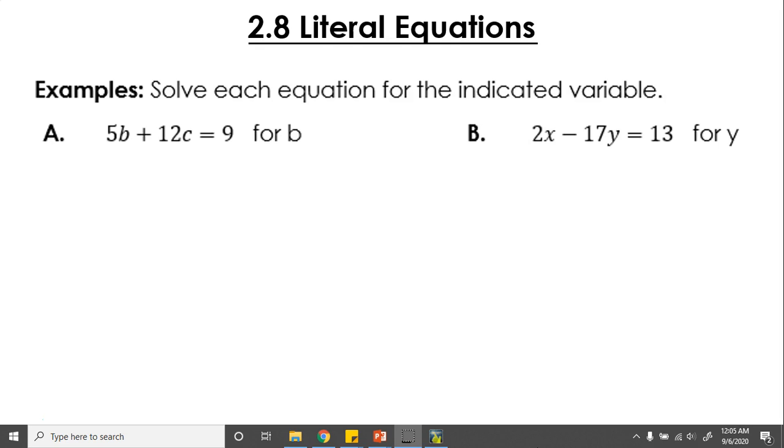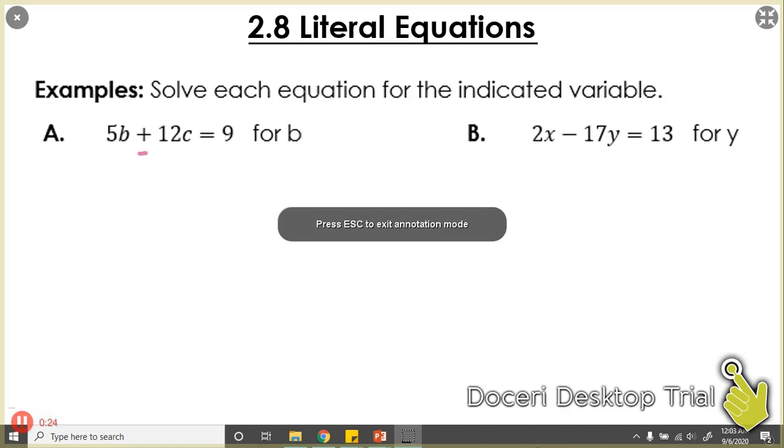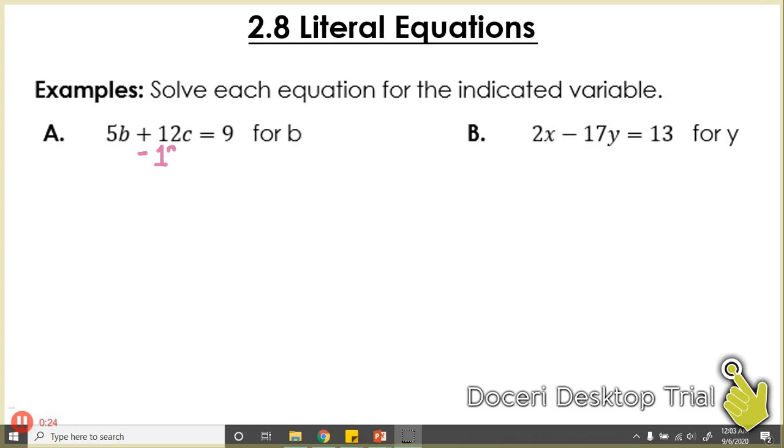So just like we did in our equations where we only had one variable, we're going to ask ourselves, where is our variable? It's on the left-hand side of the equal sign. And then what's happening to b? It's being multiplied by 5, and we're also adding 12c. So remember, we work those order of operations in reverse order. So we're going to undo the adding 12c with subtracting 12c. So if I subtract 12c from the left, I also have to subtract 12c from the right-hand side.